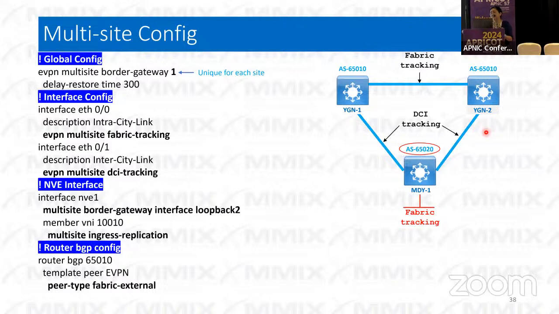So in that kind of case, you need to do the same as in this problem. You need to find out which active interface to bind for the tracking. If not, you will face some unseen problems. Under the NVE interface, you must configure the multi-site border gateway interface, and under the VNI-specific VLAN, you need to configure multi-site ingress replication. In the BGP configuration, the fabric peer type fabric external configuration is required.